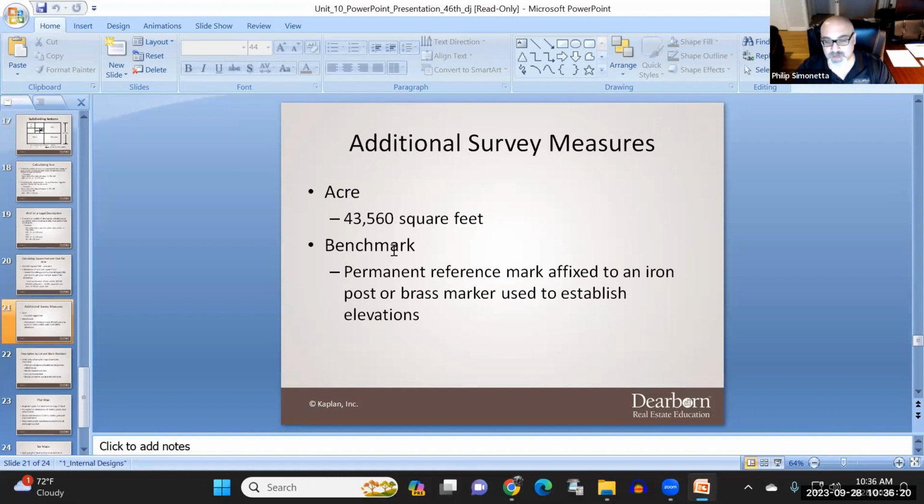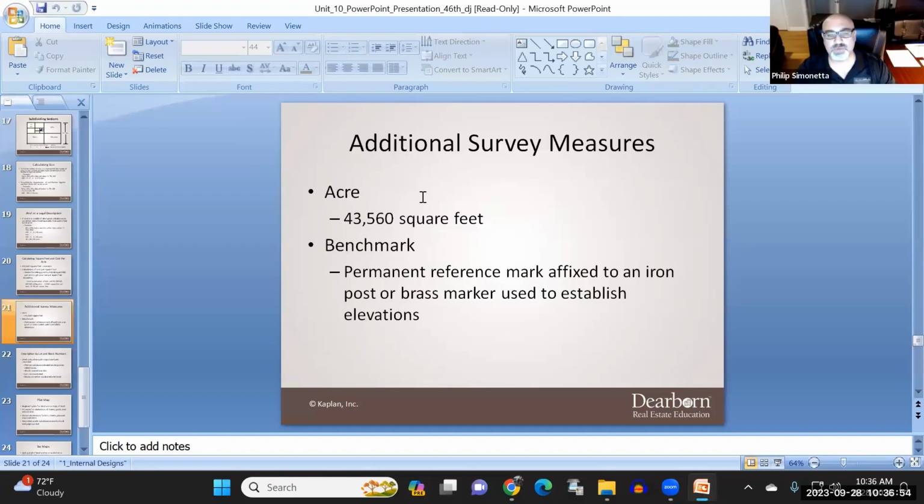Okay, and a benchmark. Remember, in metes and bounds, they had a monument, right? In lot and block, the permanent reference mark affixed to an iron post or brass marker is used to establish the elevations. It's called a benchmark. So you have to know benchmark, lot and block, monument, metes and bounds. If you see a monument in a question, you know it's metes and bounds, and a benchmark is in lot and block, right? You've got to remember that. Okay.